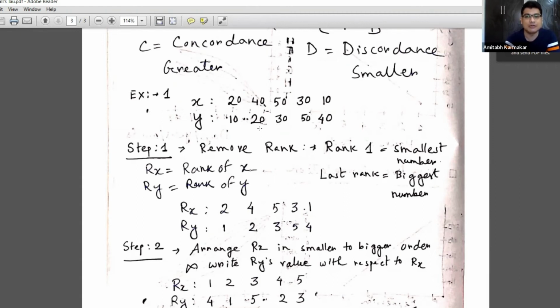Likewise, we'll do the same for y. Now tell me the smallest number: 10, 20, 30, 50, 40. So 10 gets rank 1, 20 gets rank 2, 30 gets rank 3, 50 gets the last rank, that is 5, and 40 gets rank 4. So that is your step 1 done.